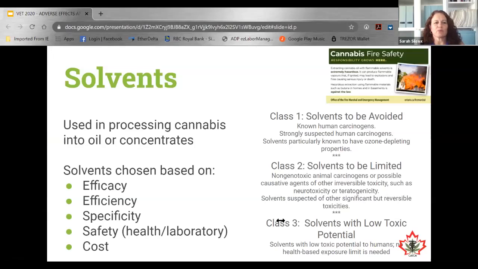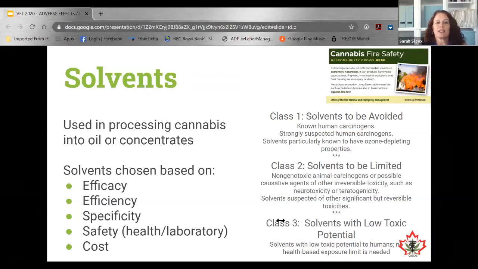Solvents are products that are used in processing cannabis to extract the components like the cannabinoids and the terpenoids for the production of concentrates and extracts and oils. Some of the solvents that have been used historically, while effective, are highly combustible, and they can pose a significant risk to the people involved in extraction. The Ontario Fire Marshal actually had to put out a warning when cannabis became legalized to caution people against the use of these combustible solvents for processing cannabis products at home.